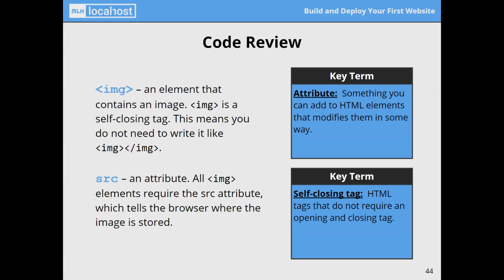So to kind of review the code that we've just done, the image tag just contains an image, and it's a self-closing tag, so you don't need to write the /img after it, right? And then SRC is an attribute. So all image elements require the SRC attribute, which tells the browser where the image is stored. So an attribute is just something that you can add to HTML elements that modifies them in some way. And then, of course, self-closing tags, I think, are a little bit explanatory.